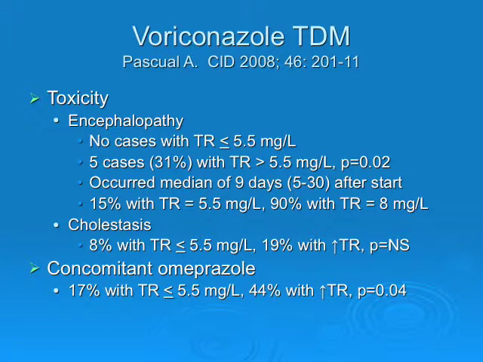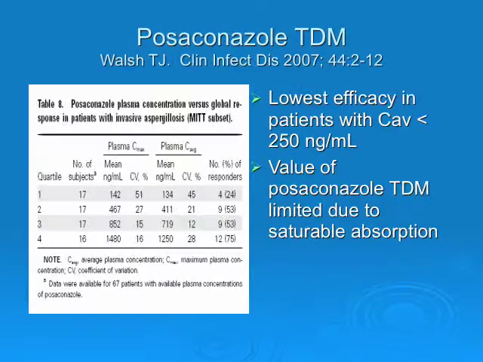Note, the data is not real clear as to whether hepatic dysfunction increases with increasing levels. They weren't able to verify that here. Interestingly, among their patients with elevated levels, they actually saw a higher frequency of patients being on omeprazole. So 17 of their patients with trough concentrations of less than or equal to 5.5 were on omeprazole, versus 44% of those with elevated concentrations. So that drug interaction I mentioned as not being clinically significant, maybe in some patients. Posaconazole TDM, I haven't found this to be nearly as useful as voriconazole at this stage of the game.